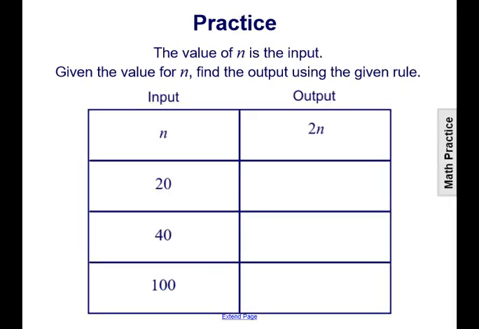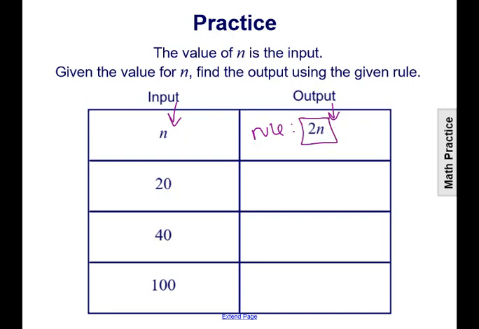So here we have a table, and the value of n is the input, and given the value of n, we want to find the output using the given rule. So where do we start? We usually start with the input. So again, we're told the input is the value of n. So we have values of 20, 40, and 100. So we're going to find the output by using the rule of 2n. So that says we're multiplying the input by 2.